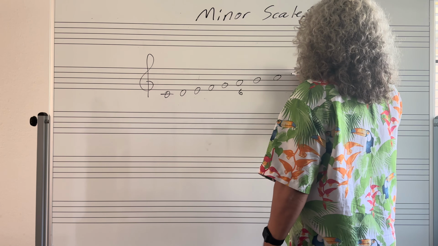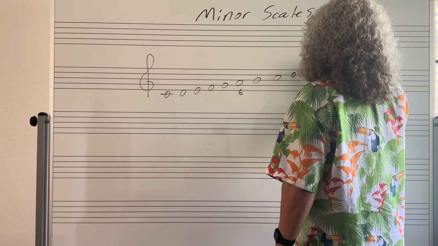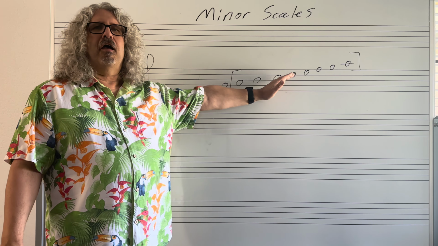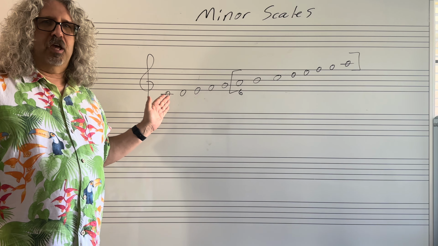So now if I just take this up to A, D, E, F, G, and A, and I start now here and go to here, that is an A natural minor scale. And if you notice, an A minor scale has the same key signature as a C major scale. We call those relative scales because they have the same key signature.